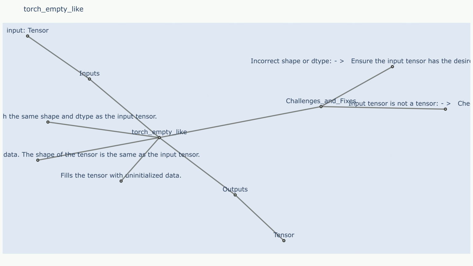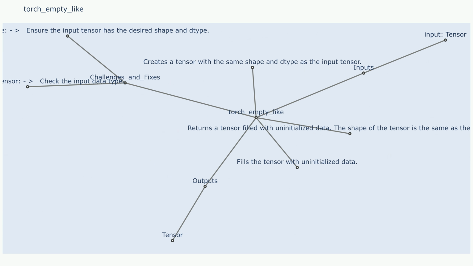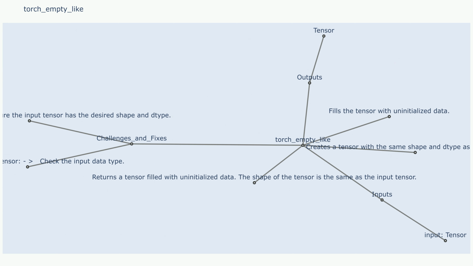Steps. The function takes a tensor as input. It creates a new tensor with the same size and data type as the input tensor. The new tensor's data is uninitialized, meaning it contains random values. Challenges and fixes. Challenge 1.